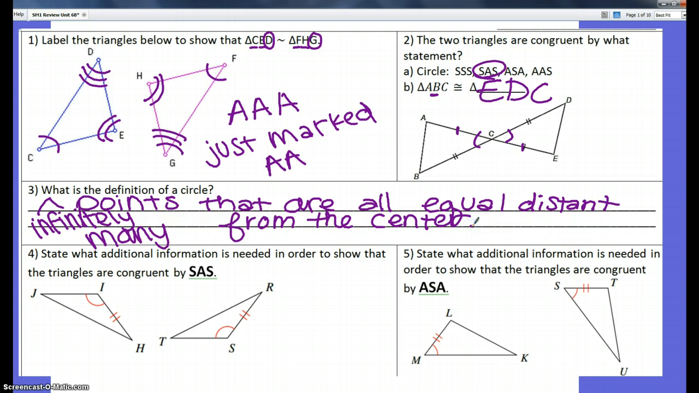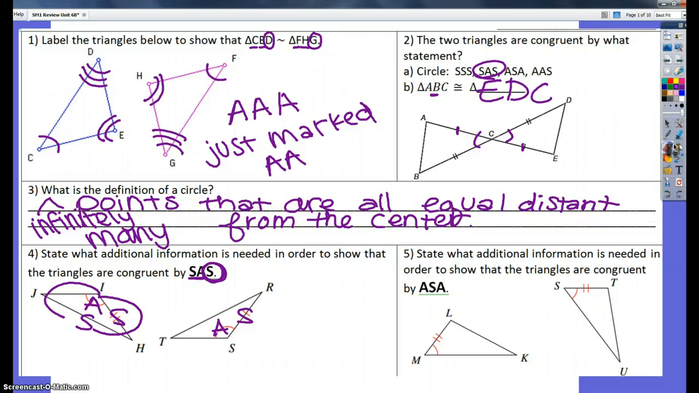What statement is needed? We're missing a piece of information. So we have an angle and a side, which means we have a side and an angle. We're missing a side, and it needs to go in that order: SAS, side, angle, side. If I put the S over here, notice it's now ASA as I go around, and you can't go around this way because then you're skipping a bunch of stuff. You have to go to the next closest marking.